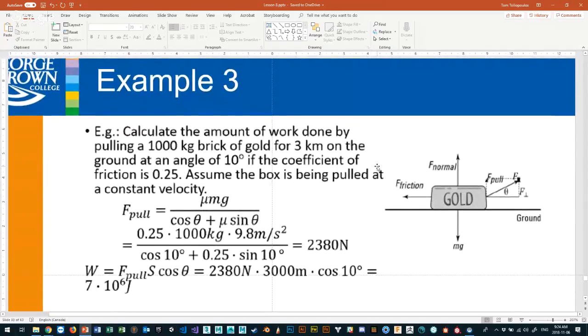Example 3. Calculate the amount of work done by pulling a 1,000-kilogram brick, a gold brick. 1,000 kilograms. Hulk has to push that one for sure, right? For 3 kilometers. Actually, you can probably get someone like Luke Cage. He can probably push a ton, no problem. That's like a metric ton.